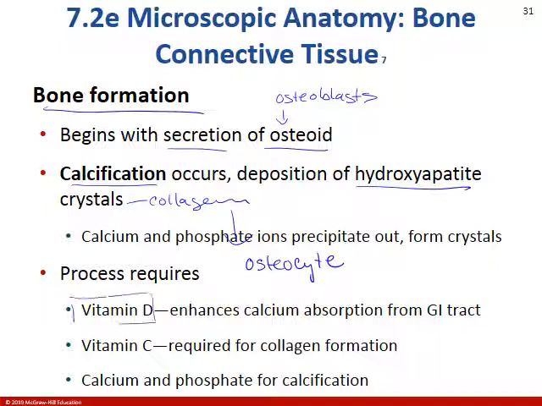This does require some vitamins. So we need vitamin D and vitamin C. So vitamin C is necessary for the collagen formation, and vitamin D enhances the calcium reabsorption from our stomach and our small intestine so that we can actually use it to create the hydroxyapatite.